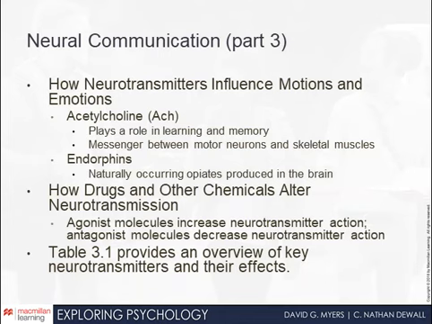We have acetylcholine, which plays a role in learning and memory. It is a messenger between motor neurons and skeletal muscles. We have endorphins, naturally occurring opiates produced in the brain. In fact, as you see in one of your videos this chapter, the brain is a big chemical factory. It produces lots of chemicals. One of these is endorphins.